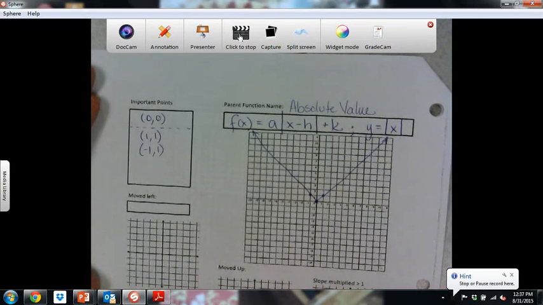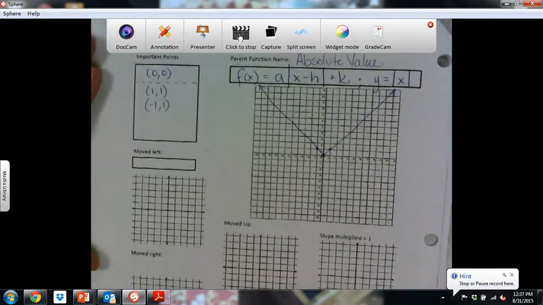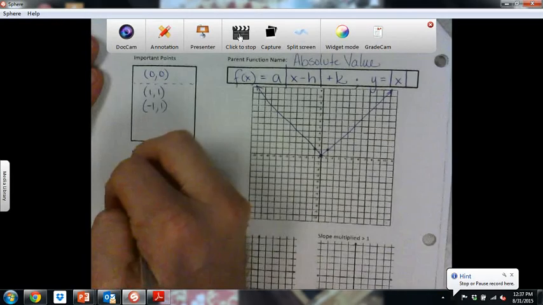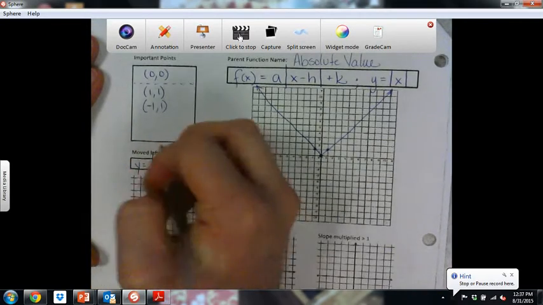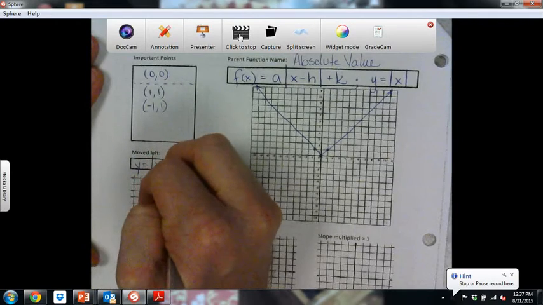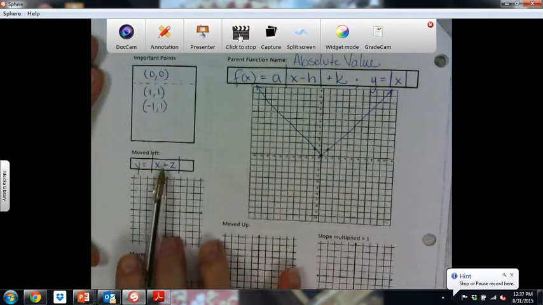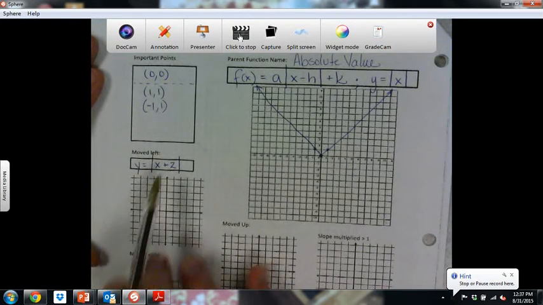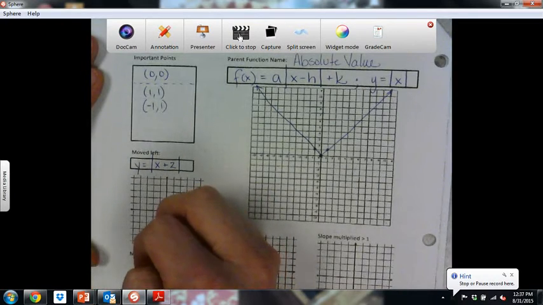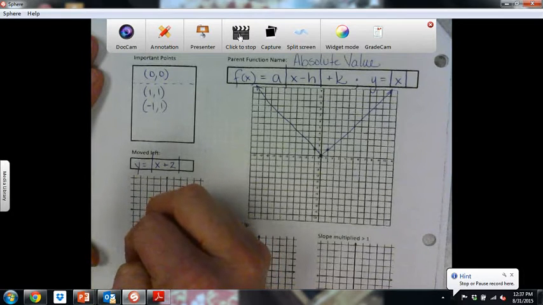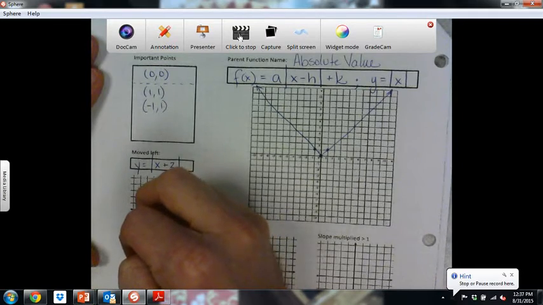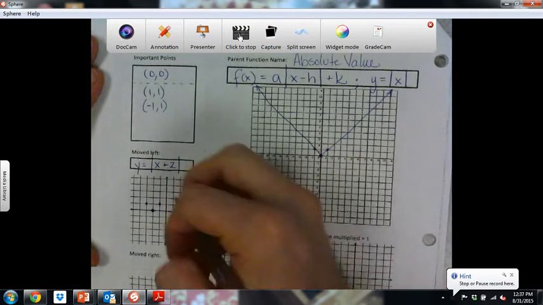And so knowing what the parent function is and these three major points is going to allow us to move this function around on the coordinate grid. So for example, if I'm going to move it to the left, I could say y equals the absolute value of x plus 2. Adding 2 inside here causes everything to move left 2 spaces. So left 1, 2, it's going to move my 0, 0 to right here, and then we go up 1, right 1, and up 1, left 1 to keep the same format of our V.